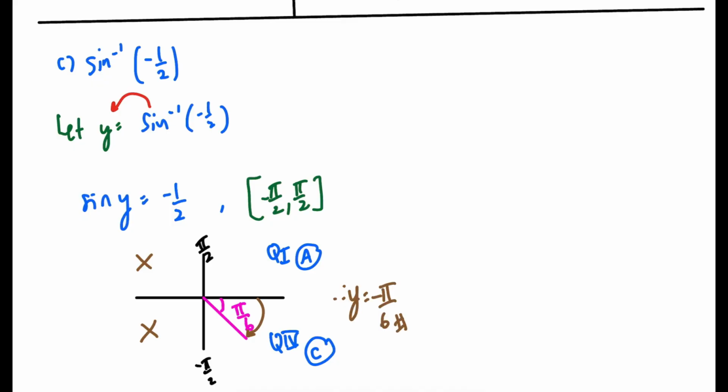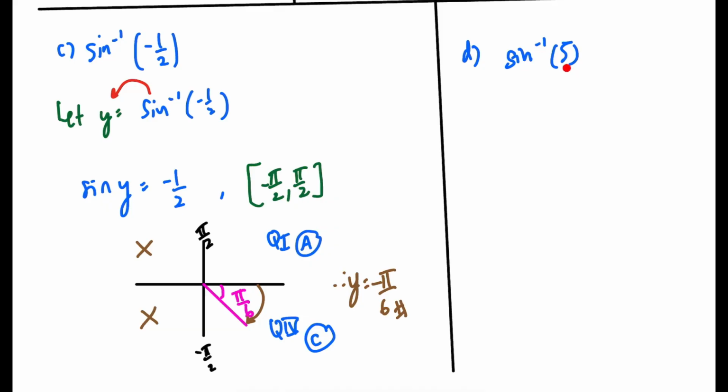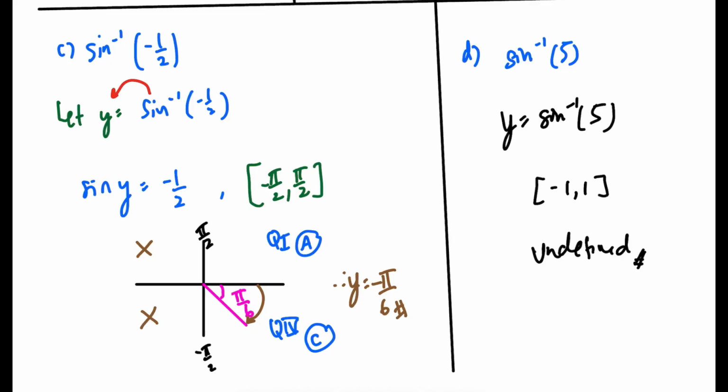Now let's see the next example, inverse sine 5. Be careful, if you look at this function here, inverse sine 5, the domain for inverse sine that you need to take care of is from -1 until 1. But 5 now is definitely above 1, so this one here is undefined.